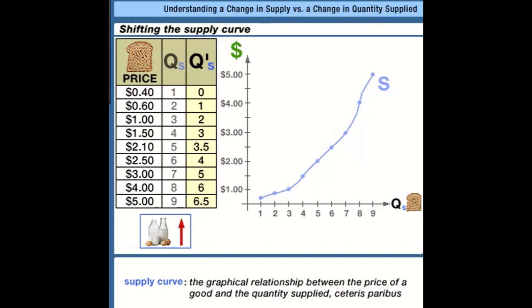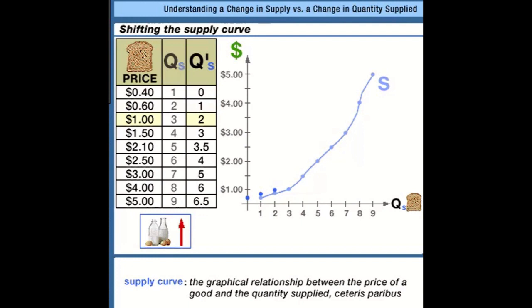Let me simply graph the numbers from the table over on the board. At a price of 40 cents now, we have 0 loaves of bread offered for sale. So the new dot for the new supply curve will be over at a quantity of 0 at a price of 40 cents. So it shifts over to the axis itself. At a price of 60 cents per loaf, we now get 1 loaf of bread offered for sale per week. So here's a point on the new supply curve at 60 cents per loaf and 1 loaf per week. At a price of $1 per loaf now, we get 2 loaves of bread for sale. So here's another point on the new supply curve. The price is $1 and the quantity that the baker is willing and able to sell is 2 loaves.